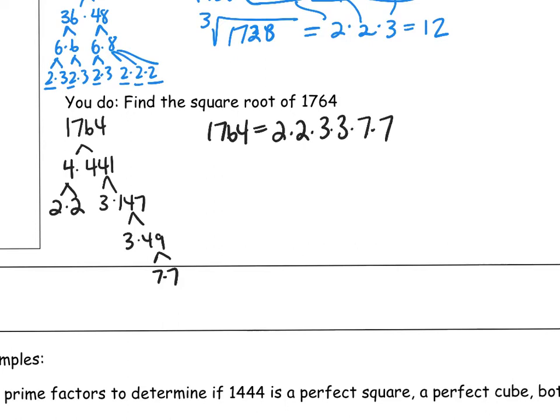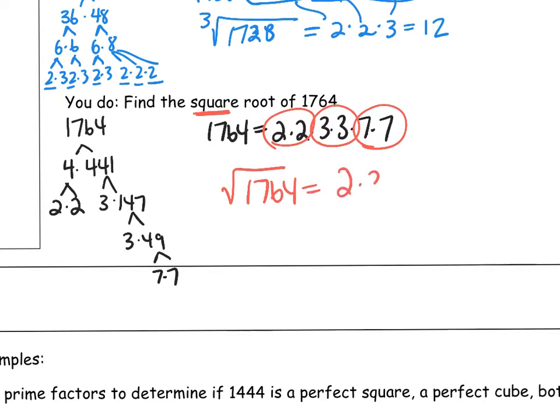So because I'm doing a square root here, right, I'm going to group them into pairs. Square means 2, cube means 3. So the square root of 1764 is 2 times 3 times 7. I take 1 from each, and that is 42. Okay, let's look at a word problem now.